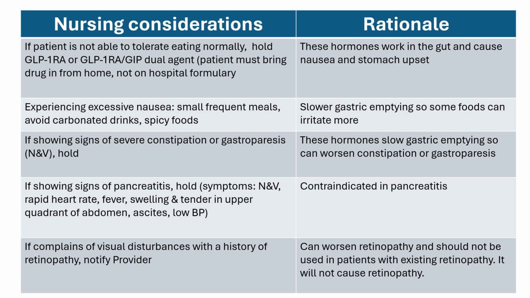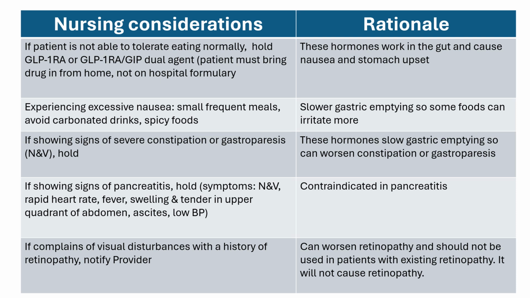So what are the nursing considerations? If they can't eat normally, then of course we're going to do what we always do, right? So most patients would have to bring this drug in from home. They're not on hospital formularies typically. And since the hormones work in the gut and cause nausea and stomach upset, we want to make sure that we are advising them on these next steps here.